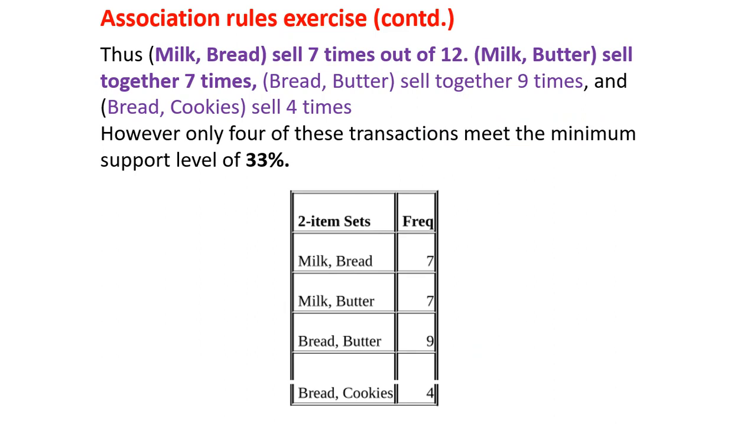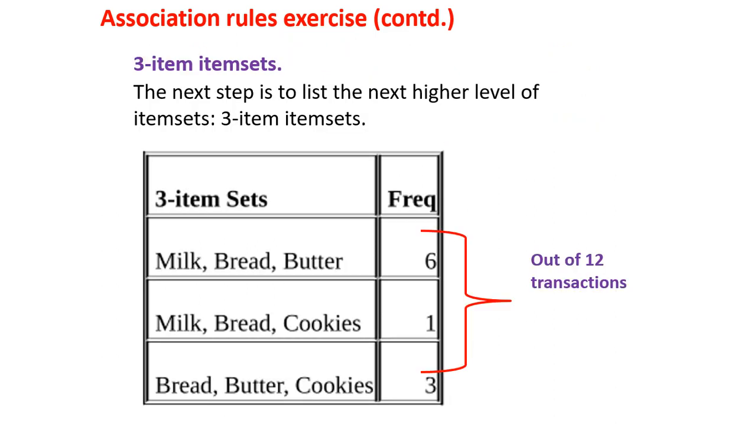They are having more than 4. So it is 33% to meet the minimum support level. Then next, 3 item sets you consider, the combination of 3. Milk, bread, butter is having 6 transactions. Milk, bread, cookies is having 1 transaction. Bread, butter, cookies is having 3.